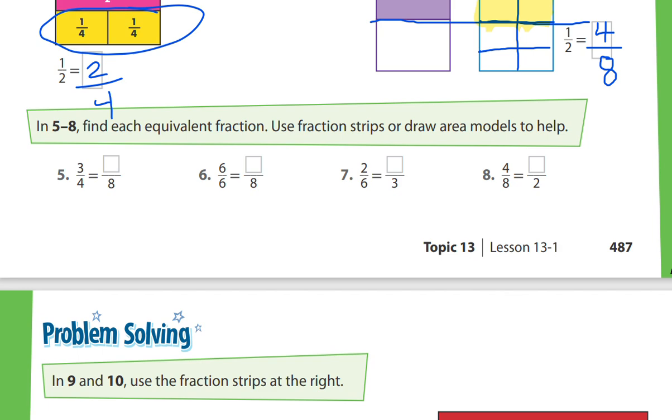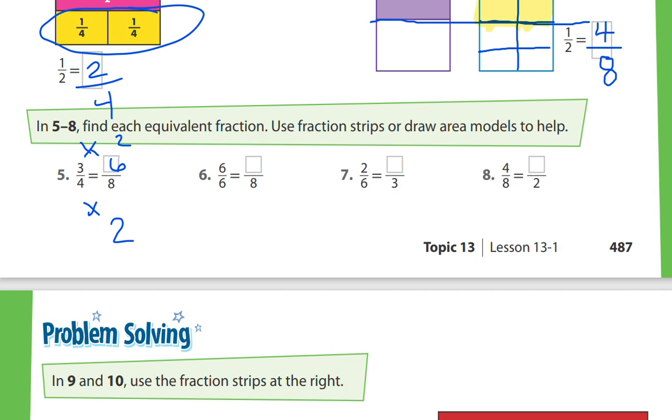Okay, so let's take a look at number 5. And it doesn't work every time, but it should for a few of these. So number 5, let's take a look. 4 times what number equals 8? Well, 4 times 1 equals 4. 4 times 2 equals 8. Well, whatever I do to the bottom, I have to do to the top, my numerator. So 3 times 2 equals 6. So 3/4 is equal to 6/8.